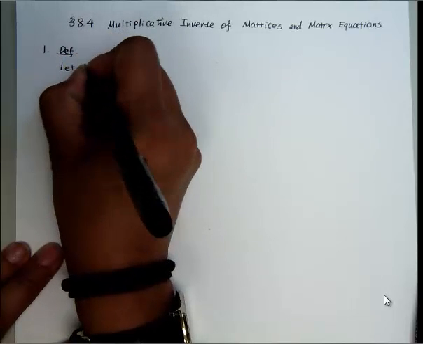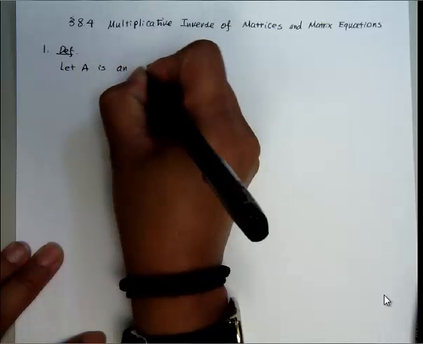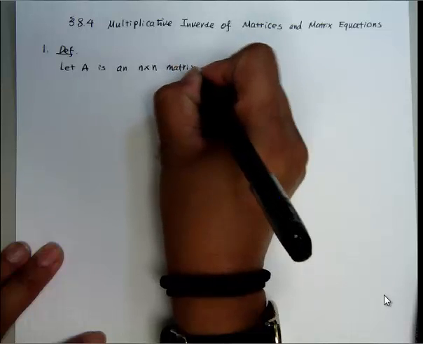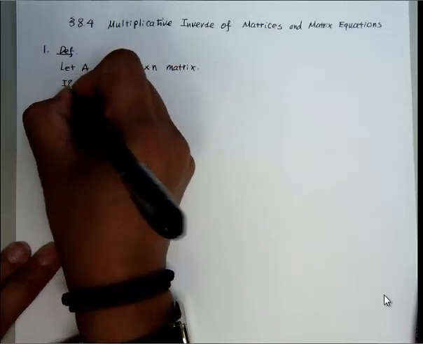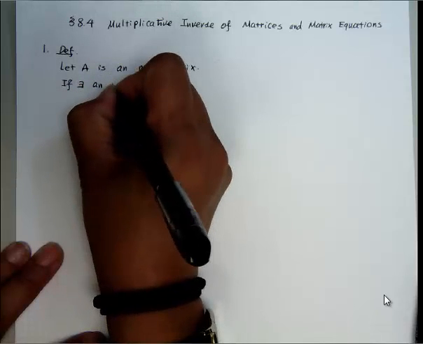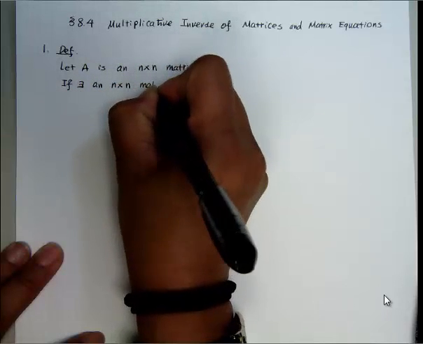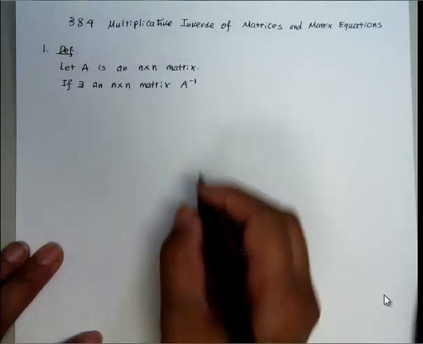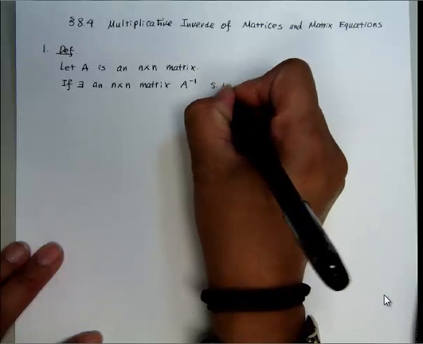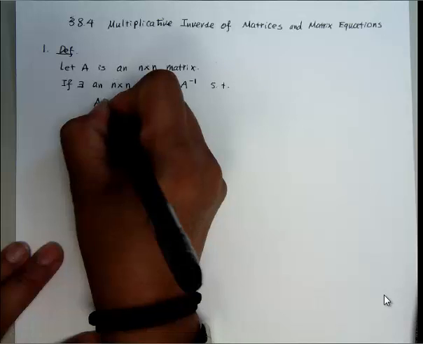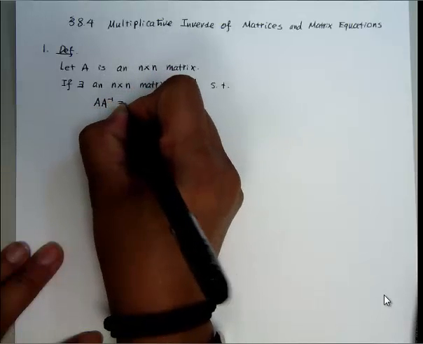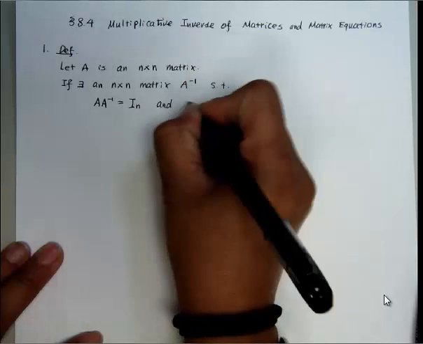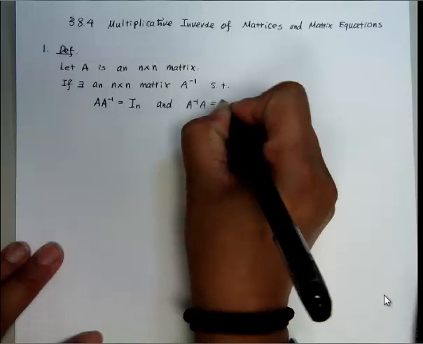Define A as an n by n square matrix. If there exists another n by n matrix, let's call it A inverse. It looks like A to the negative 1 power, but indeed it's A inverse, such that A times A inverse is equal to an identity matrix, and A inverse times A is equal to an identity matrix.